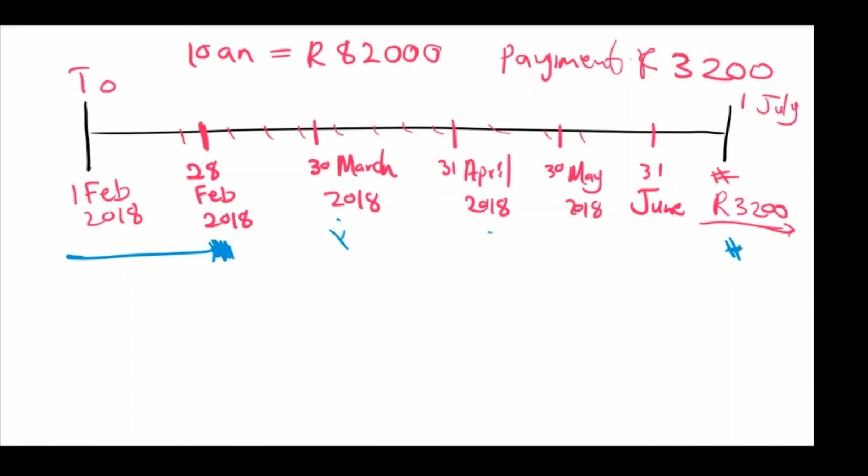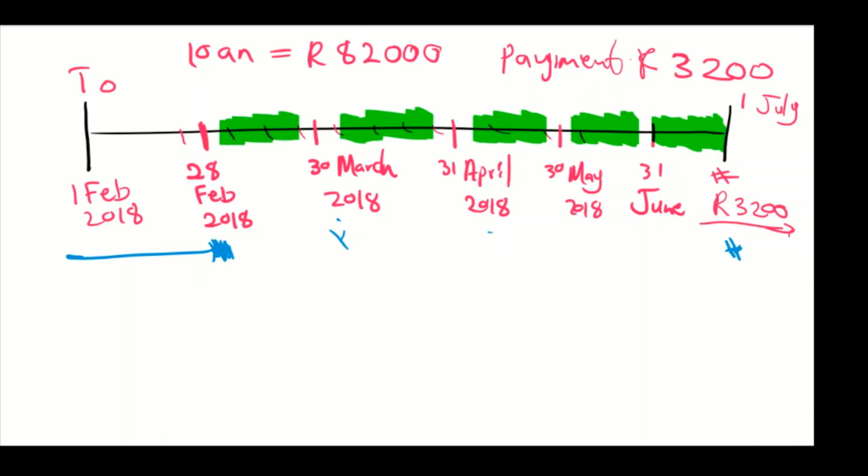So we need to calculate the missed payments. So I'm just going to shade the missed payments. So this is going to be 1. I'm just going to shade the gaps, right? 1, 2, 3, 4, 5. So these are the missed payments. So all of these green shades are missed payments.